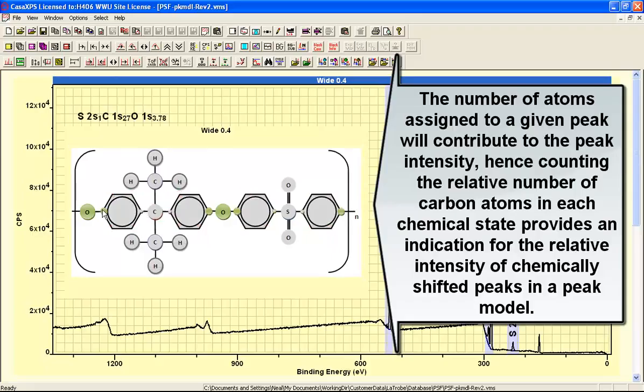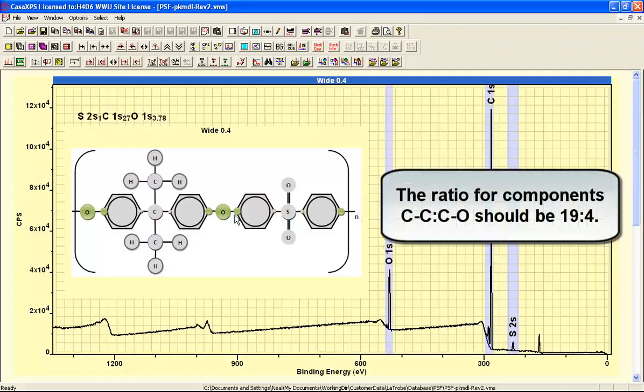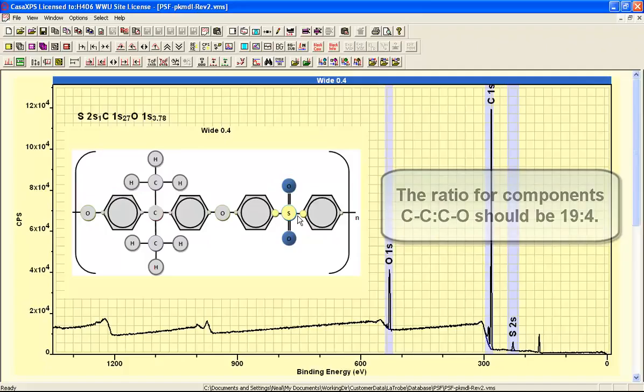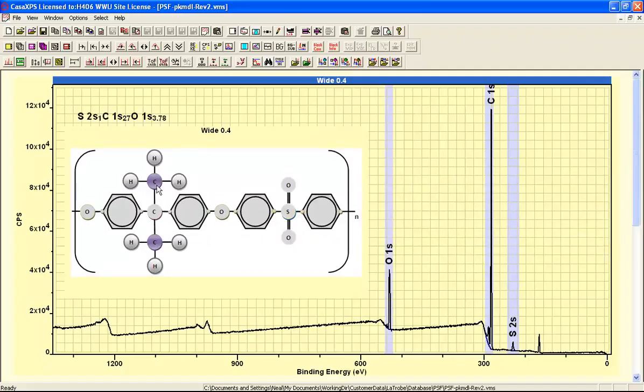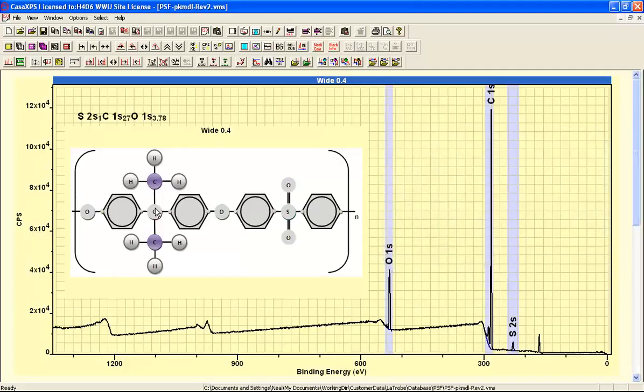Similarly, we've got 4 carbon atoms that are bonded to oxygen, so these will be chemically shifted, and there should be 4 atoms for every 19 that we see in this carbon state. Similarly, we've got 2 for sulfur and also 2 that correspond to CH3 type bonds. So potentially there are 4 different synthetic components we need in the peak model, and 4 different offsets and a range of different intensities that will be determined by the number of atoms we identify in each one of these bond states.